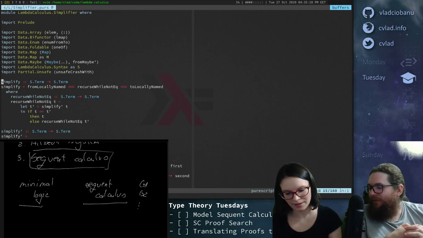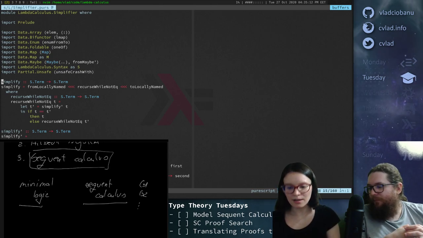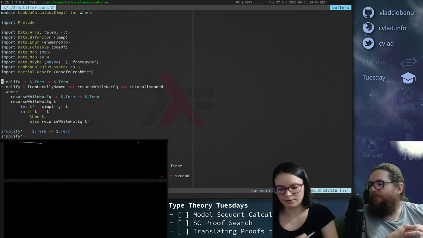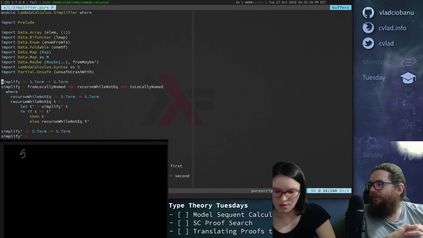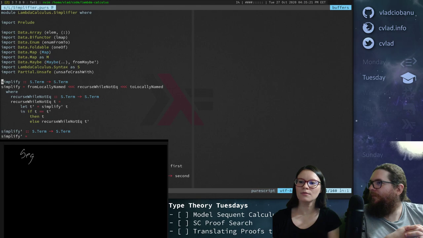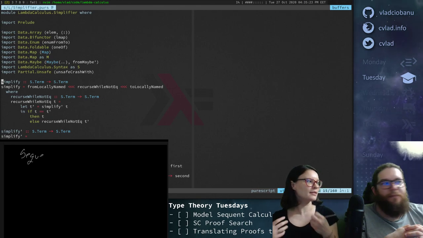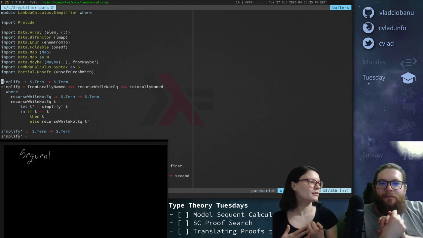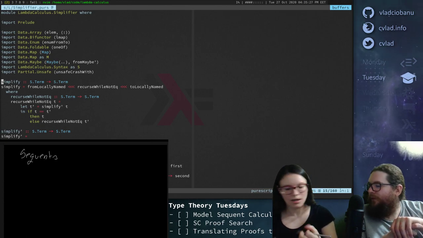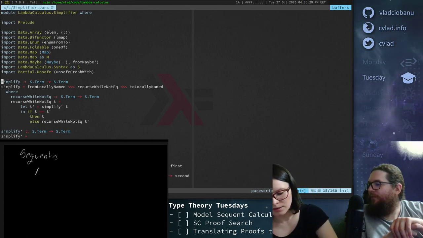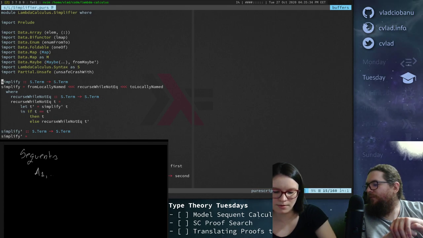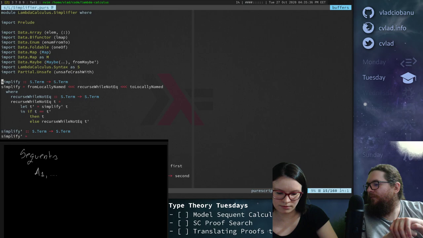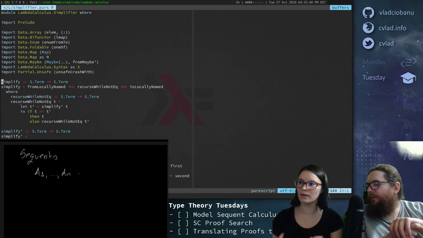So in sequent calculus, usually we work with sequents, which are expressions that use a meta symbol, in the sense that it's not a connective in the logic. We write them like A1, ..., An, then this special symbol, then B1, ..., Bm.